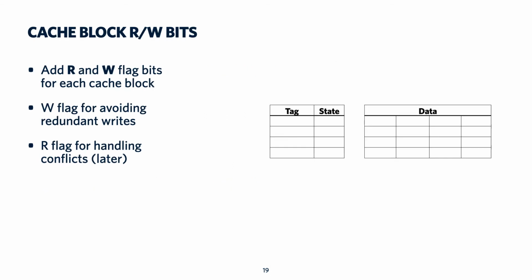Okay, so now let's think about the changes we have to make to the cache. They propose adding an R and W flag for each cache block, where the W flag is for avoiding redundant writes and the R flag is used for handling conflicts.